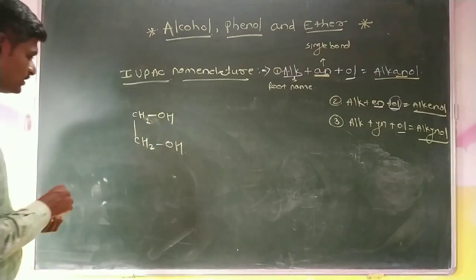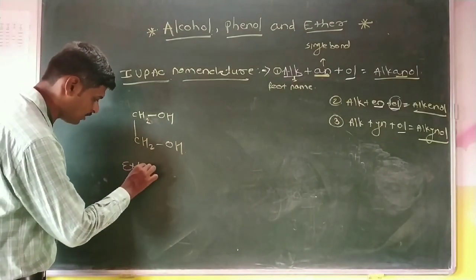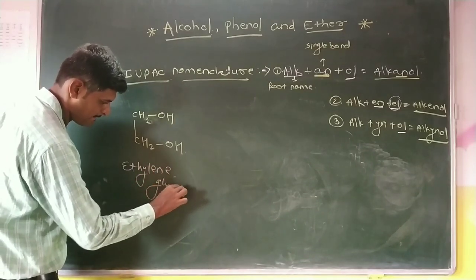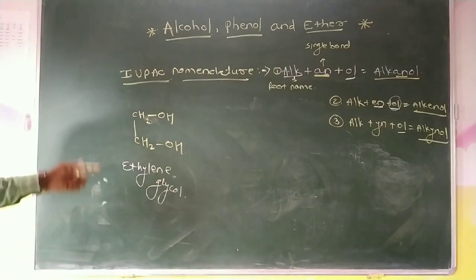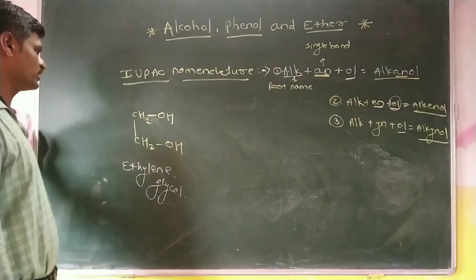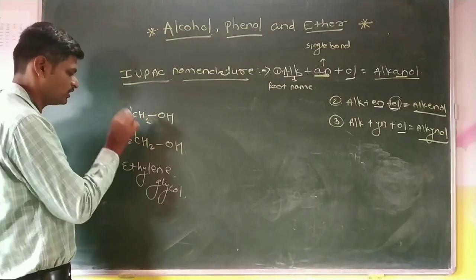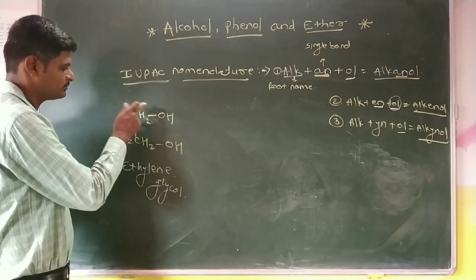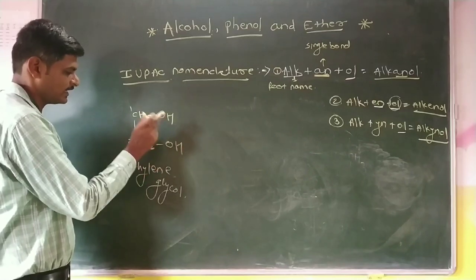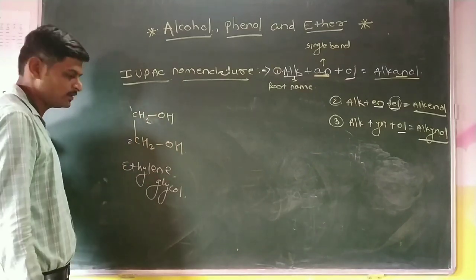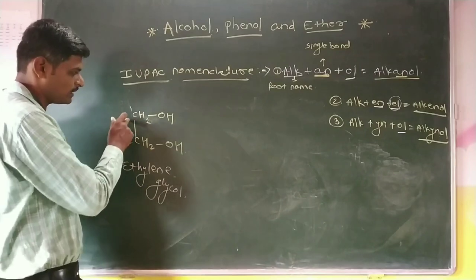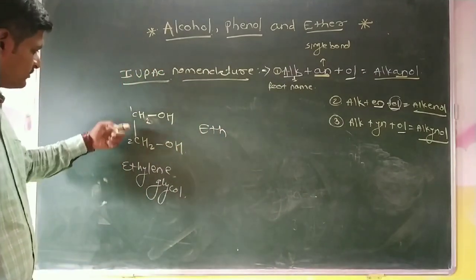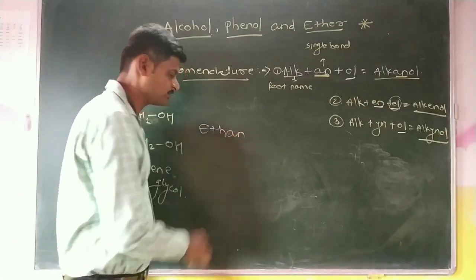The common name of this compound is ethylene glycol. Okay, but the IUPAC nomenclature is the same as usual. We first select the longest chain of carbon atoms, that is 1, 2. One hydroxyl group is attached to the first carbon atom. The second hydroxyl group is attached to the second carbon atom. The root name of these 2 carbon atoms is eth. The 2 carbon atoms are single bonded, that is ane.